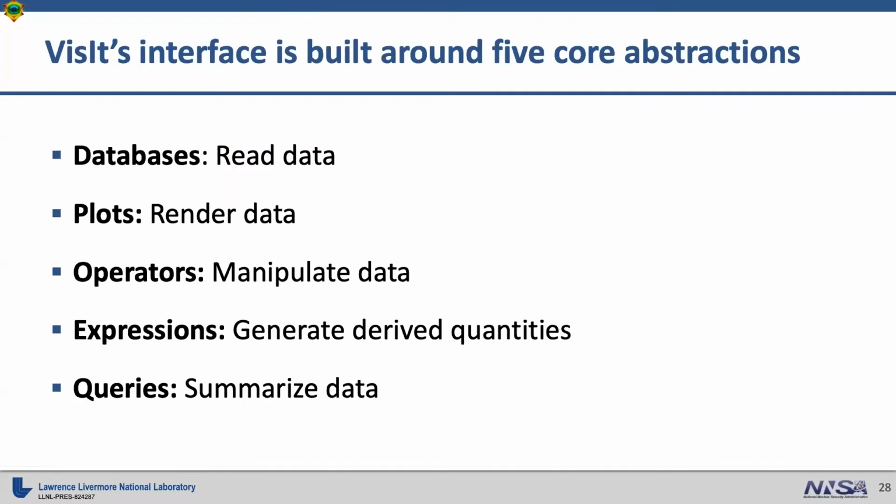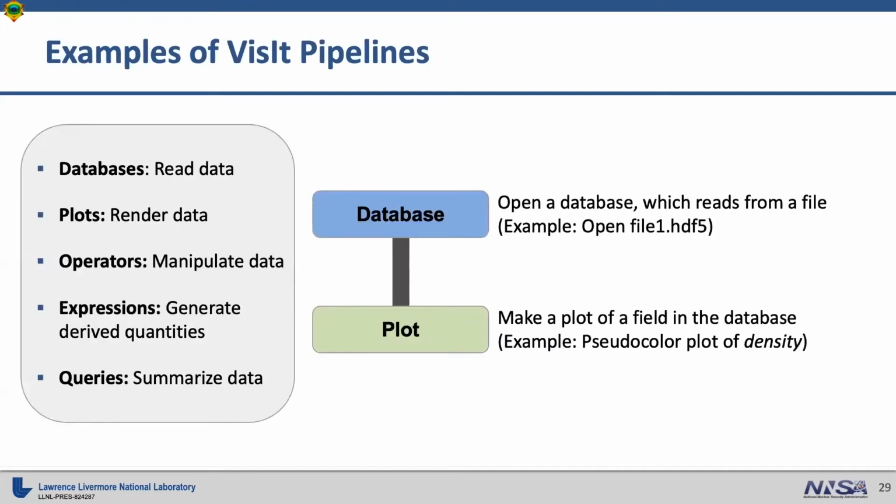Or you could take a gradient of something that was published. That's an example of an expression. And then finally, there's queries, which do data summarization. So now that I have the mass, sum it all up. So here's a couple examples, and you'll see me do things like this when I actually fire up VisIt.